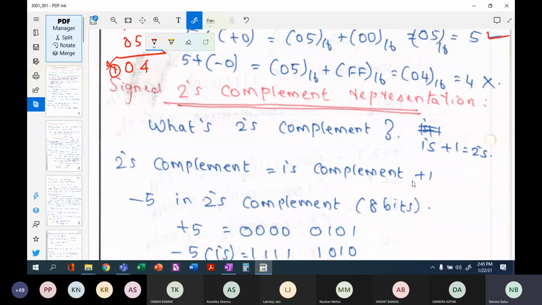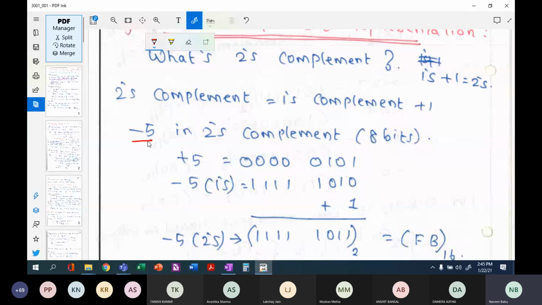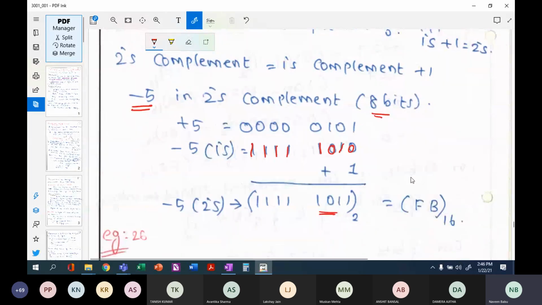So how is minus 5 represented in 2's complement? We are operating on 8 bits here. Plus 5 is represented as 0, 0, 0, 0, 0, 1, 0, 1. Minus 5 in terms of 1's complement is you complement everything: 1, 1, 1, 1, and then 1, 0, 1, 0. You add 1 to it. 1, 0, 1, 0 plus 1 is 1, 0, 1, 1, and then 1, 1, 1, 1. Its hexadecimal equivalent is FB. So FB is the 2's complement representation of minus 5.